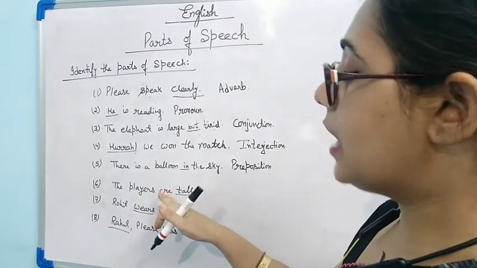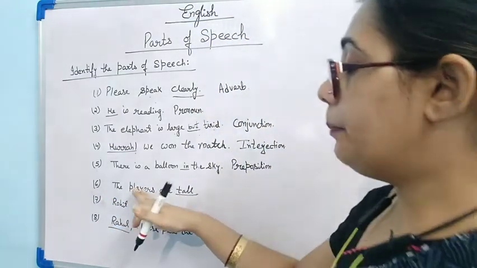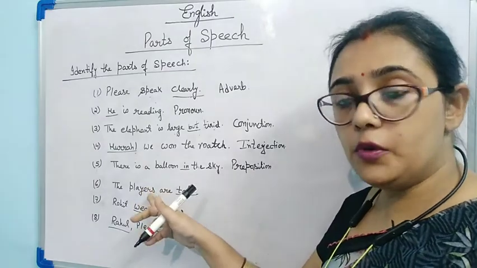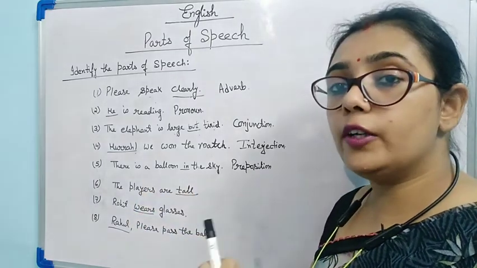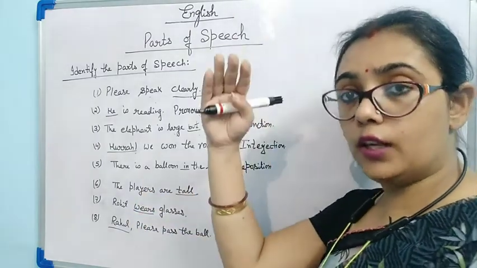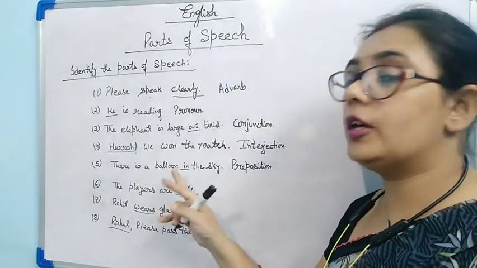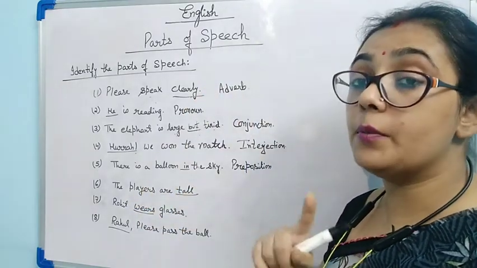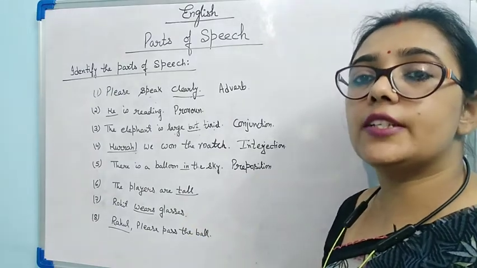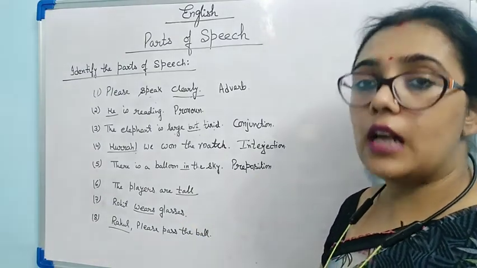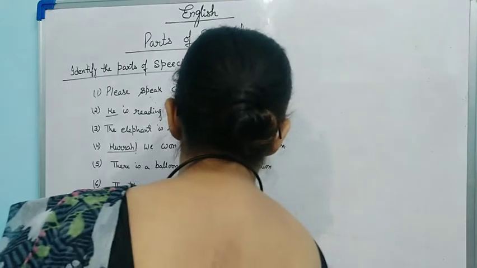The players are tall. The players are again noun here. And what is the quality of the players? The players are tall. That means I am talking about the quality of noun. That means adjective, because adjective qualifies noun. It is adjective.